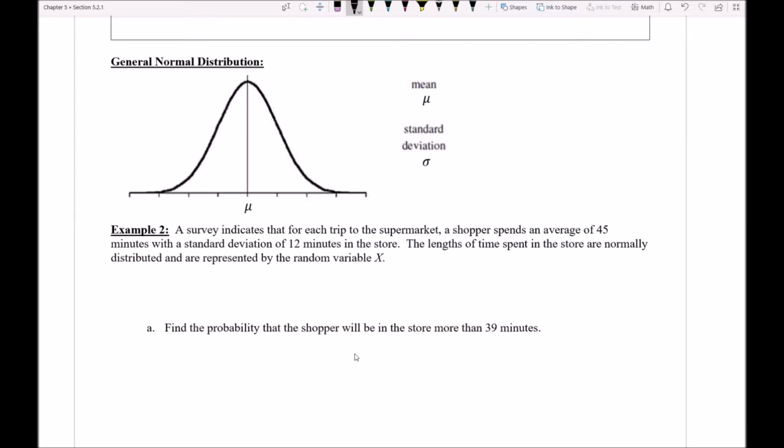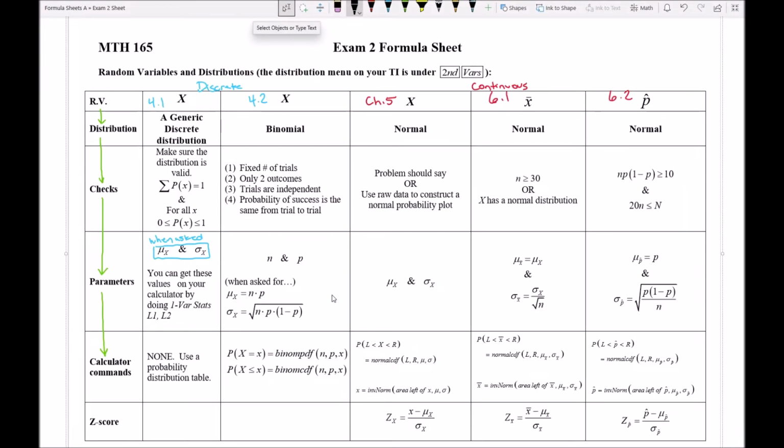Okay, so right away you'll see here that I have a little bit of space, and I'm going to start by progressing down my formula sheet before I even read part A. Okay, so my formula sheet says that the first thing I need to do is to identify my random variable. I need to know what my random variable is. How is it going to be defined? Then I'll determine what distribution I'm working with, and then I can go ahead and perform my checks to make sure that I've actually selected the right distribution.